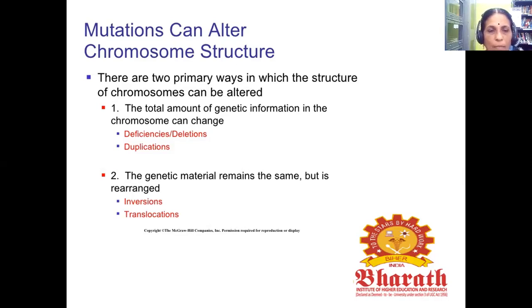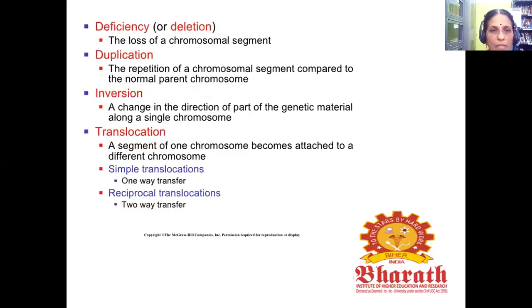And the next one is that the genetic material remains the same but is rearranged. This can occur by inversions and translocation. So inversions and translocation change the arrangement while the genetic material remains the same, but rearranged. Next, first see what is deficiency or deletion.